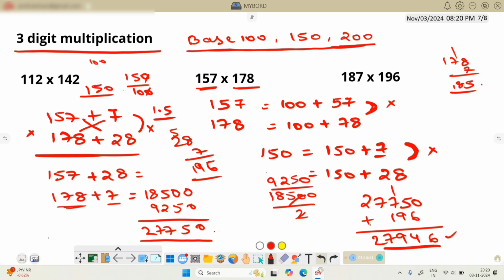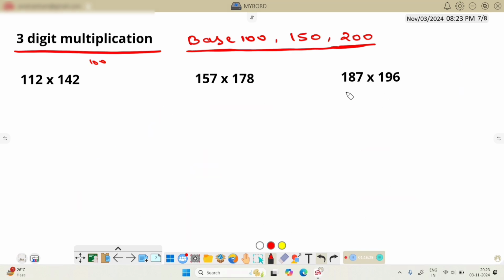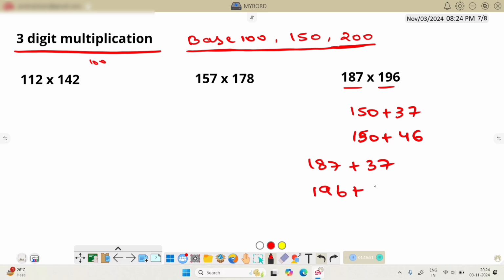So this is how you can do the 3-digit multiplication of any numbers. Okay, next see here, the numbers are 187 and 196. If you take 150 as the base number, you should add 37 here, and if you take 150 as base number here, you should add 46 here. 187 plus 37, 196 plus 46.